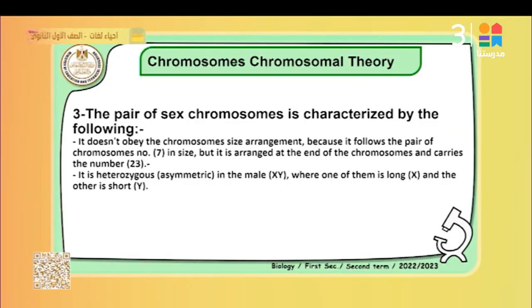The pair of sex chromosomes is characterized by the following. It doesn't obey the chromosomal size arrangement, because it follows the pair of chromosome number 7 in size, but is arranged at the end of the chromosomes and carries the pair number 23. It's heterozygous and asymmetric in males, XY, and homozygous in females, XX. The X is long and the Y is shorter than the X.